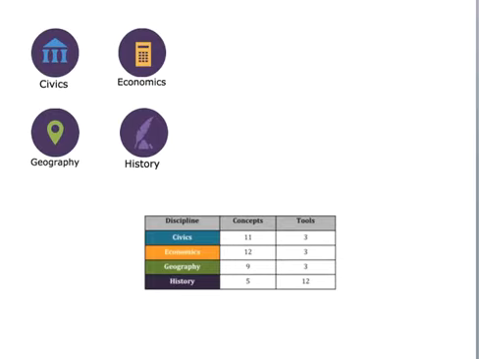There are, of course, stereotypes of these disciplines, and we oftentimes think about civics as politics, economics as statistics, and maybe geography as mapping. Then we think about history as just stories that are being told or read about. But as you'll see, the disciplinary experts see this differently. They see civics, economics, and geography as highly conceptual, and history as highly tools-focused.